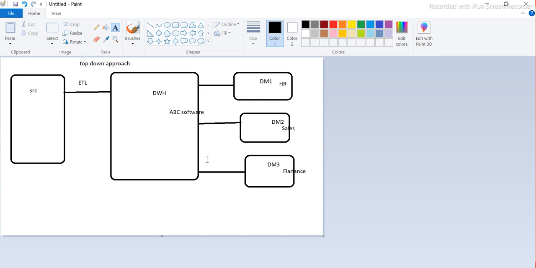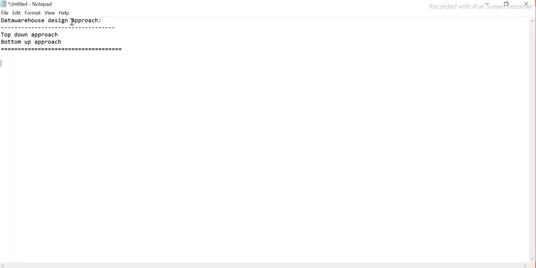Now let's go back to these approaches. We will look at each of them and try to understand. And guys, mostly the organizations are basically... So we'll try to understand what the top-down approach is first. So as I said, in the top-down approach the data warehouse is built first and then the individual data marts are built.